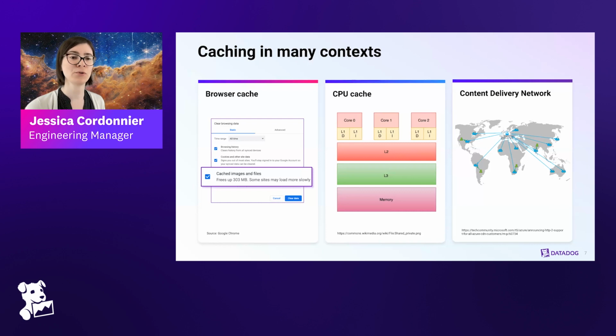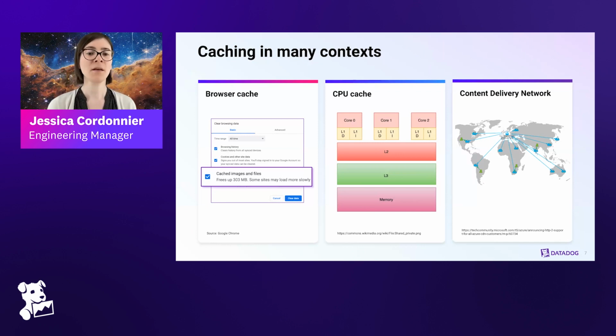And if we want to zoom out even bigger, another example of caching is a content delivery network. As an example, if you're in Australia and you want to watch your cat video that was published in Europe, it's going to be very slow and hard to load, and it's going to be a much better user experience if you were to make a copy of that video in Australia.